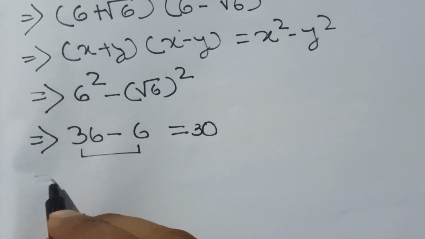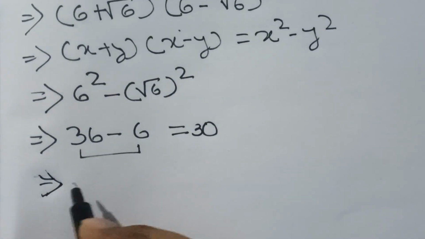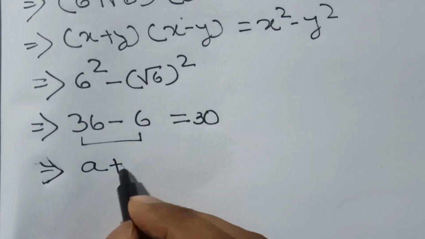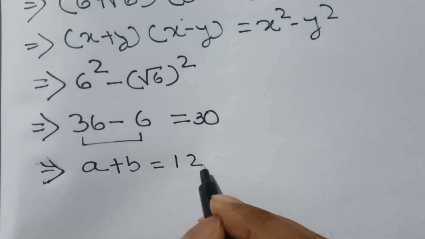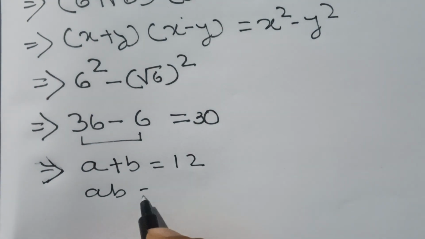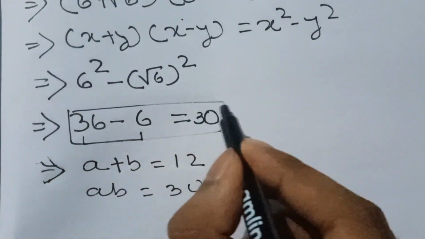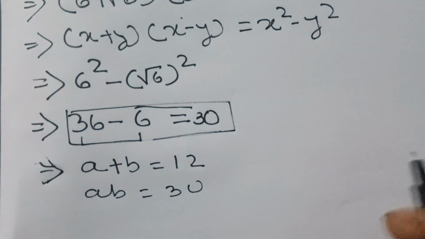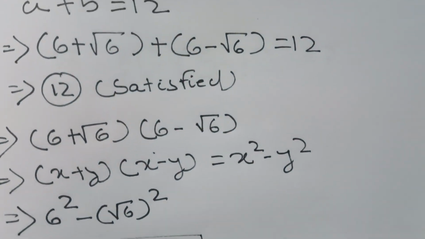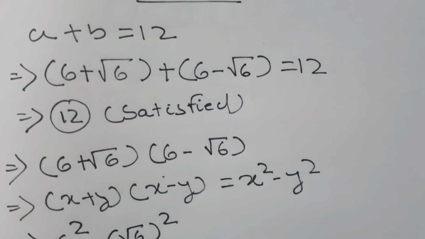As you can see here, we have proved that a plus b is equal to 12 and ab is equal to 30. Here ab is equal to 30, and here a plus b is equal to 12.